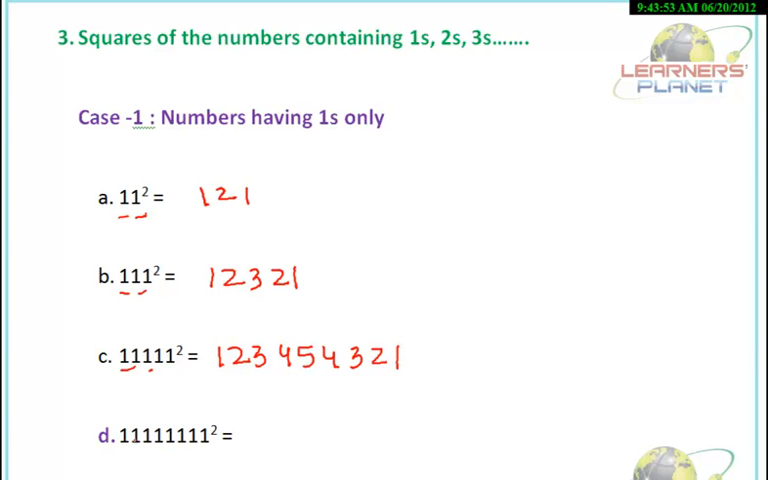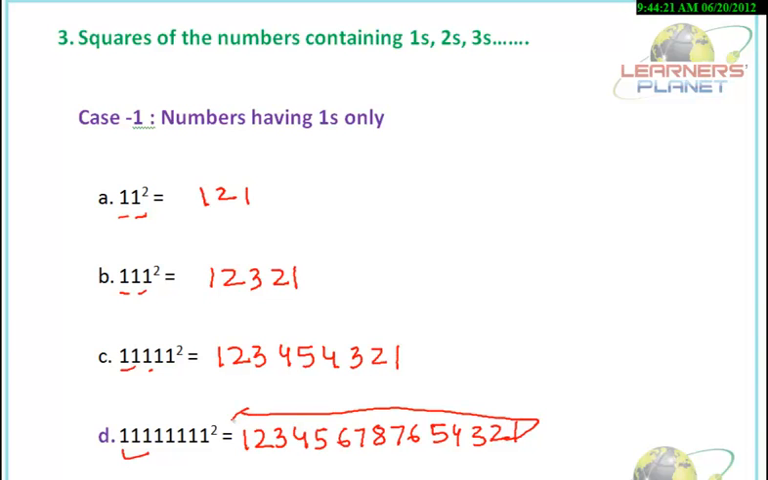Here, 1, 2, 3, 4, 5, 6, 7, 8. 8 times 1 is there. So we'll be going up to 8: 1, 2, 3, 4, 5, 6, 7, 8. Now decrease: 7, 6, 5, 4, 3, 2, 1. Students, we have calculated the square of a very big number and the answer is also very big, but the method is very simple. You just have to observe and follow the pattern. Just practice with it, memorize it, and that's it. This calculation will be child's play.